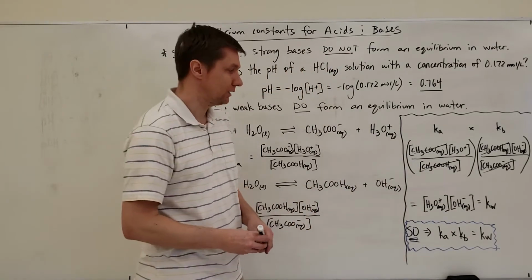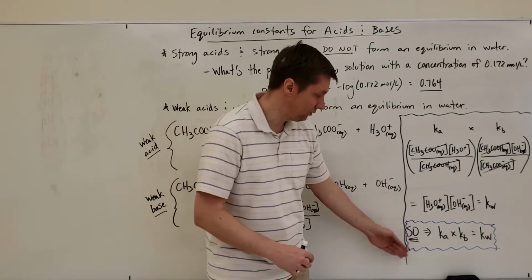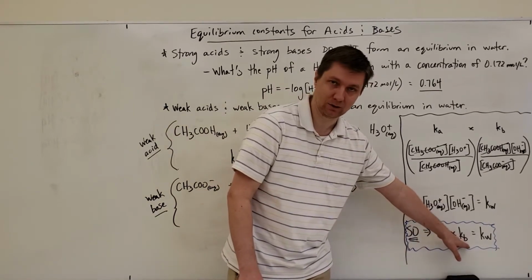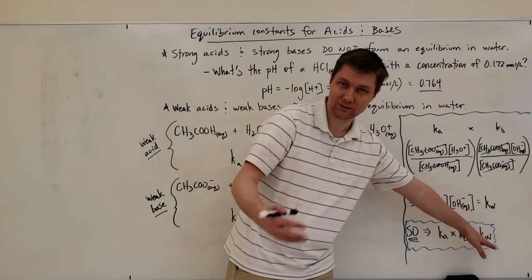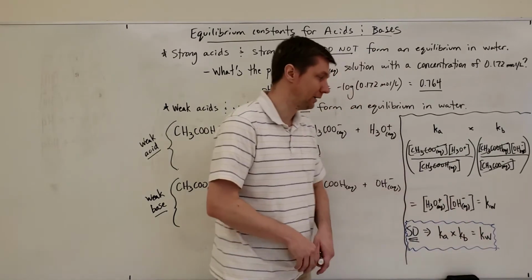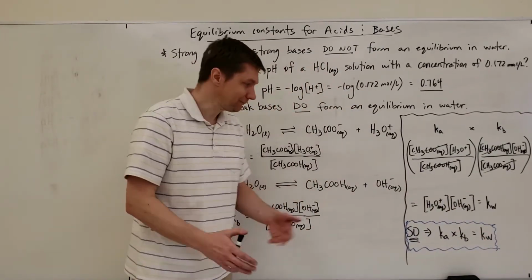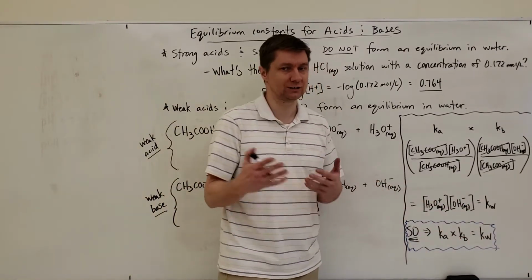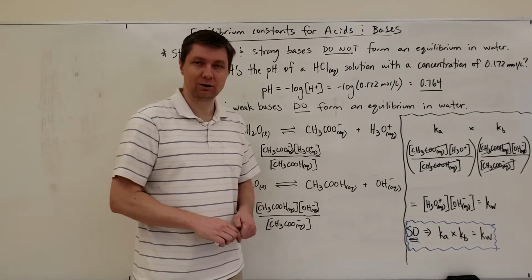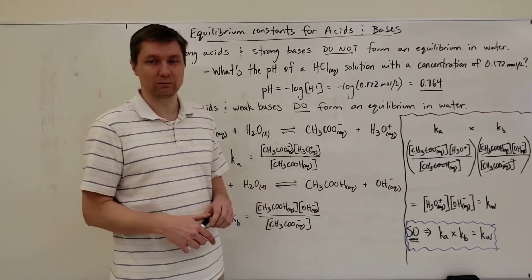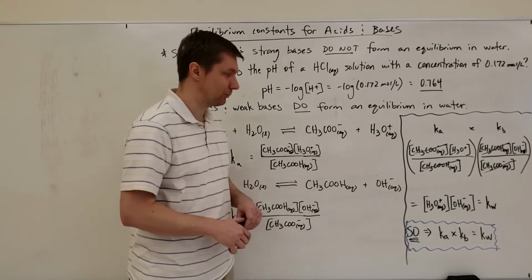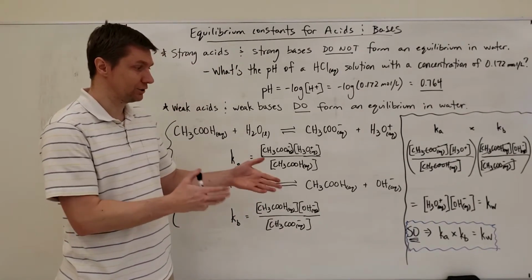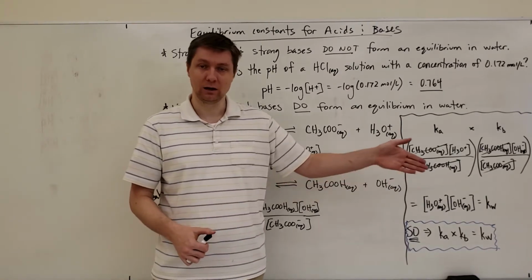equals Kw. And so what I can say now is that when I multiply the Ka times the Kb, that equals the Kw of water. And so this is another formula that you guys need to add to your formula sheet. It's not one that is given in your data booklet, so it is one that you should probably spend some time memorizing. It's a pretty simple one, so I think it's pretty easy, but that's the relationship between Ka, Kb, and Kw.